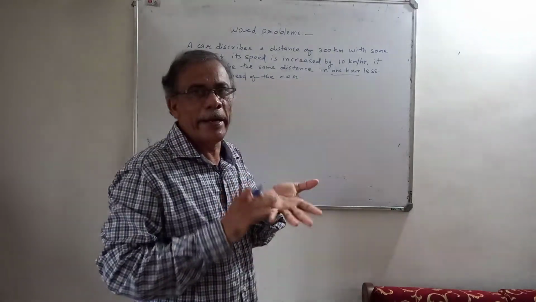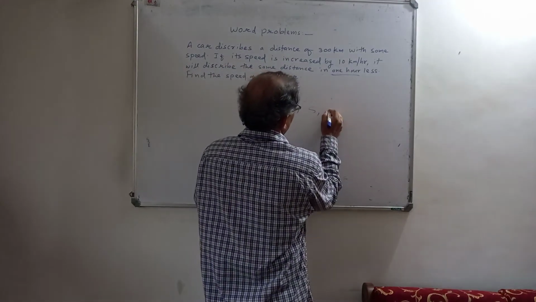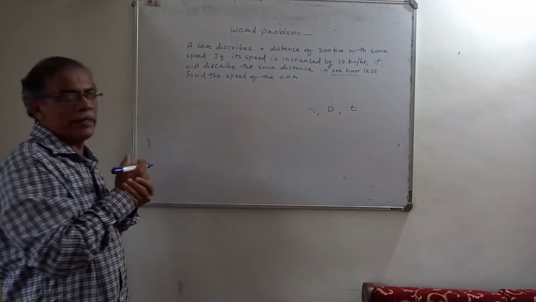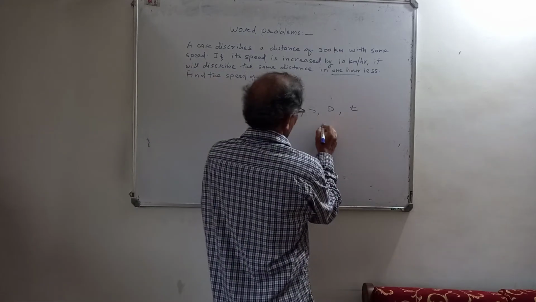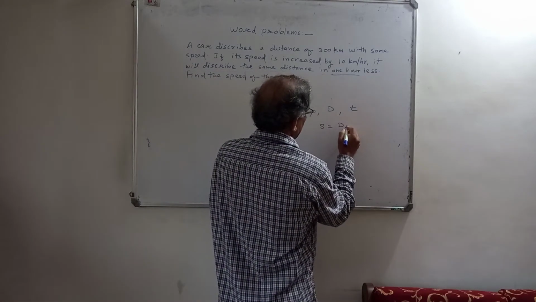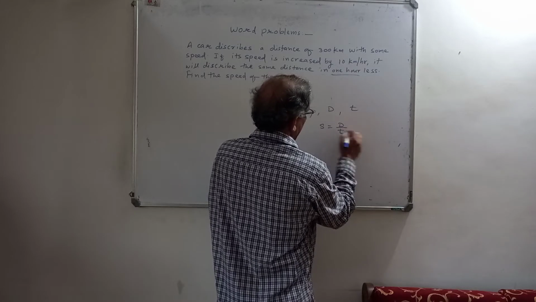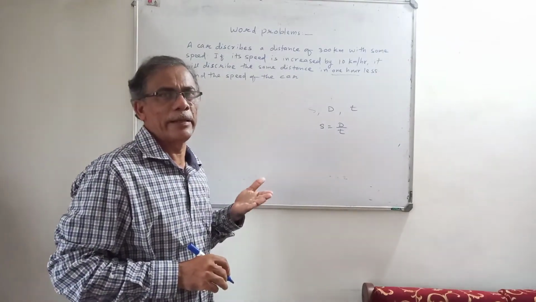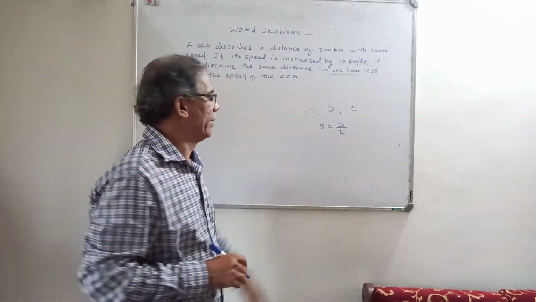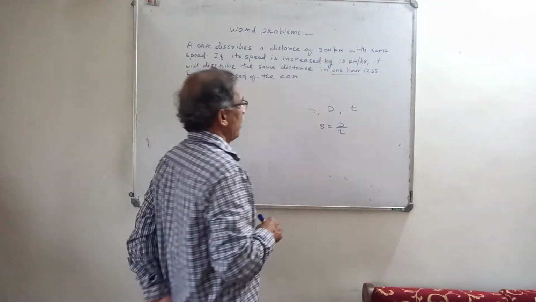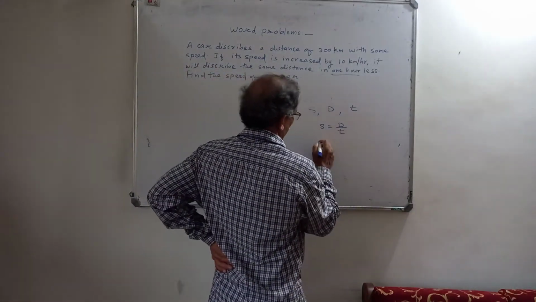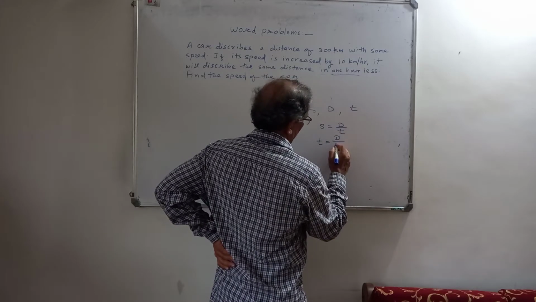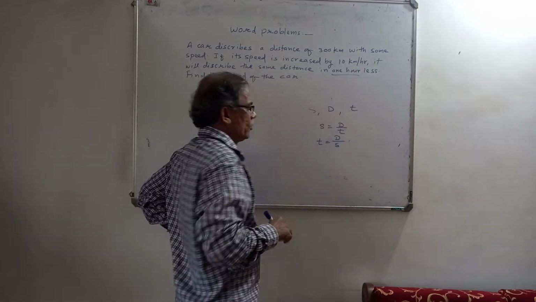But speed, distance and time, what is the formula which gives the relation between them? You know that speed is equal to distance upon time, isn't it? Rate of change of the displacement, distance covered per unit time, that is called speed. Now, if you want time, T will come here. T is equal to distance upon speed. So this you should know.